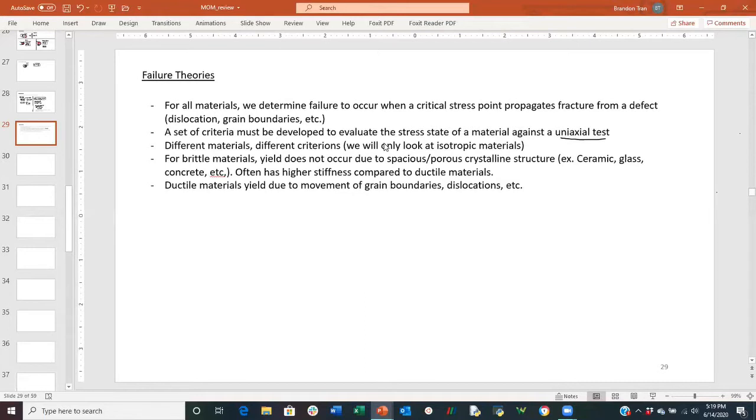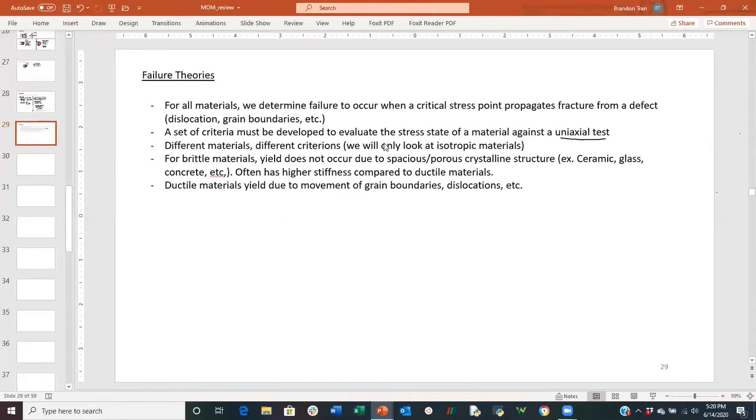So we need to compare our state to what we find from uniaxial testing. For different materials, there are different types of criteria. For example, composites like carbon fiber or fiberglass have their own set of failure criteria. We won't cover those. We're only going to cover the isotropic materials for today, and we're going to cover two versions of isotropic materials. The first being a brittle material.